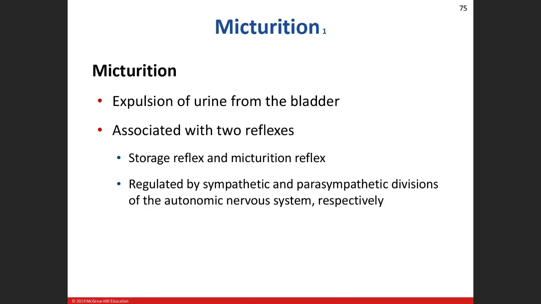So I definitely flushed it. All right, I know that probably ruined them, but all right, micturition.